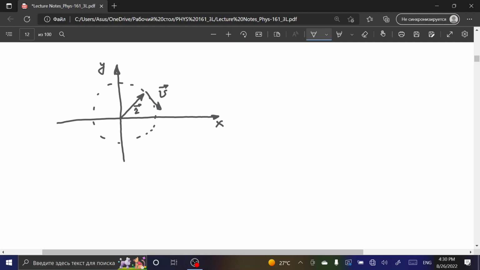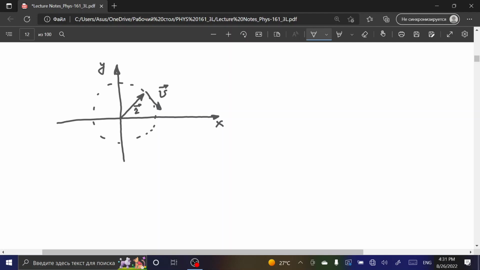We split our position vector into two components and represent it as a sum of two components. One component will be the projection of radius vector r on axis x times the i unit vector, and another component will be the projection on axis y times the j unit vector. So let us do it now.